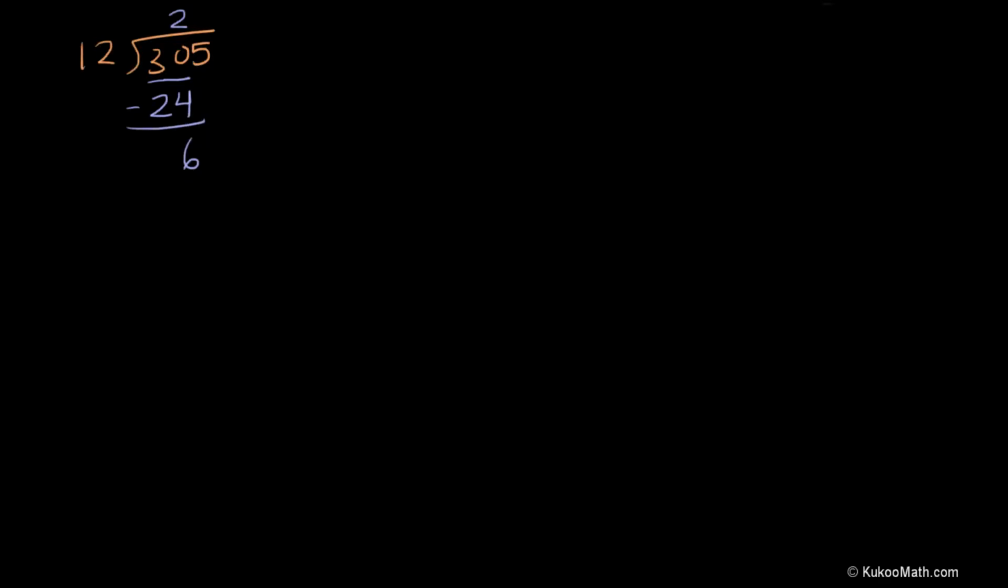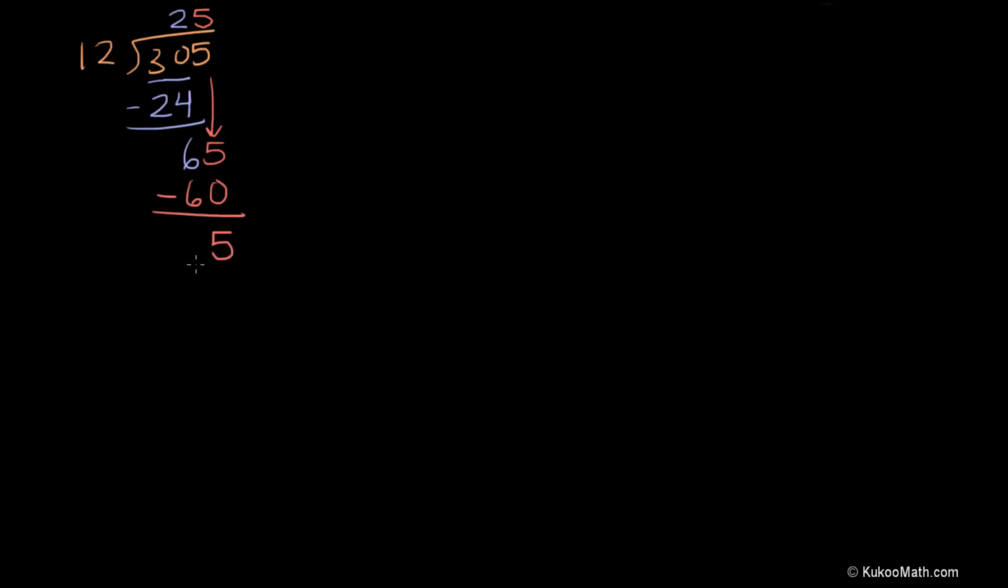The next step is to bring the 5 down. So we have 65. Now we're trying to see how many times we can put 12 into 65 without going over 65. Well, we know that 12 times 5 is 60, and I think that's the closest that we can get to 65. So we write the 5, we multiply and write it below, and we subtract, and 65 minus 60 is 5.